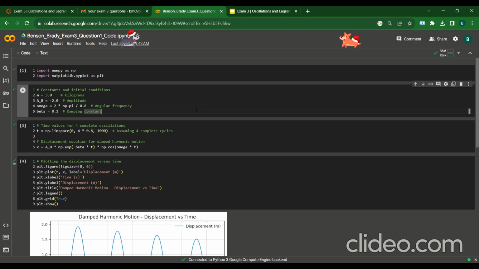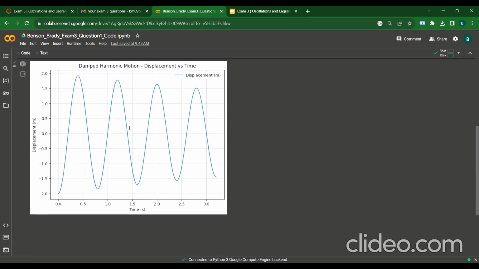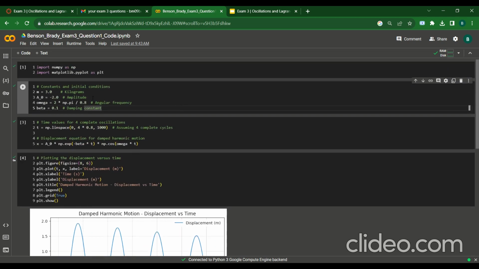Okay, so here we are asked to draw a phase space diagram, or create it using Python. I created it in Python, and I showed this earlier for part C where you find the damping constant beta. I created my phase space diagram by importing my constants: the mass, my initial amplitude, my omega, as well as my beta. And then I used linspace to do 4 complete cycles like we were asked to.